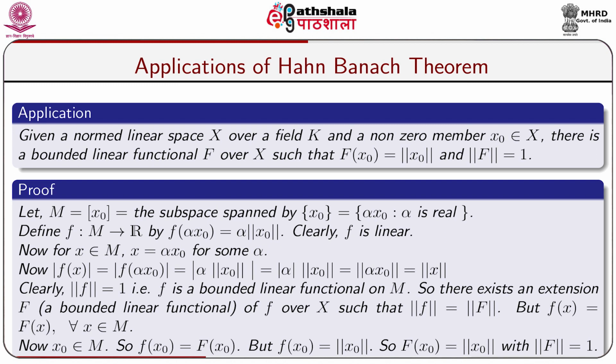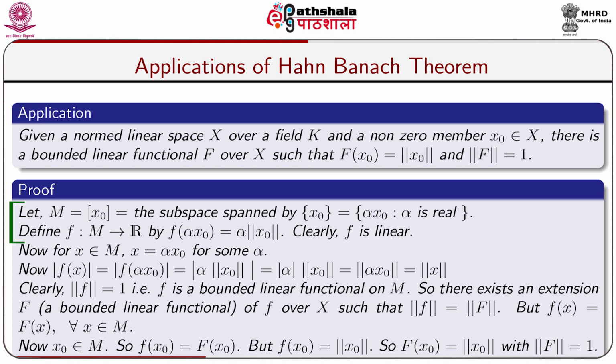Given a normed linear space X over a field K, where K may be either the reals or the complex numbers, and a non-zero member x0 belonging to capital X, then there is a bounded linear functional capital F over X such that F of x0 is equal to norm of x0, with norm of F equal to 1. Here x0 is a non-zero element in X. The proof runs as follows.